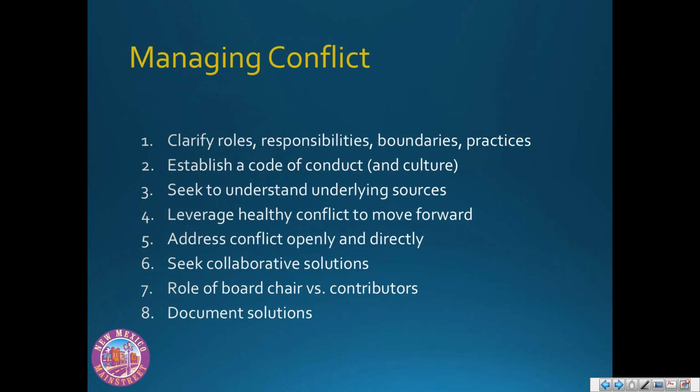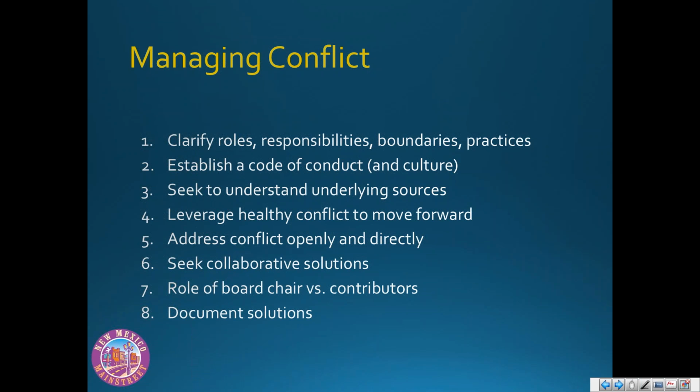So address the conflict openly and directly. Make sure you're clear and do not attack each other in addressing the conflicts. Seek collaborative solutions to conflict wherever possible. It really preserves the integrity of the organization and everybody you're interested in serving.